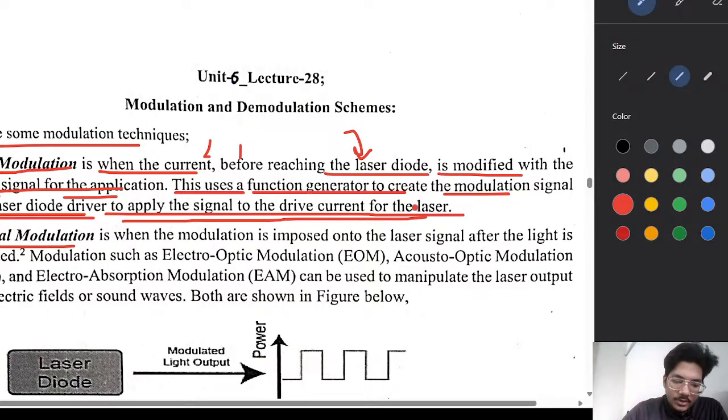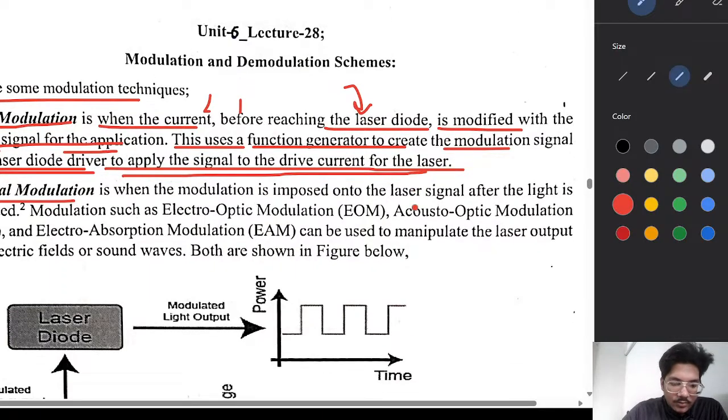We can explain direct modulation simply: you change the current going into the laser diode and automatically modulate the light output of the laser. The laser output depends directly on the drive current. If you change the current, the light changes also.